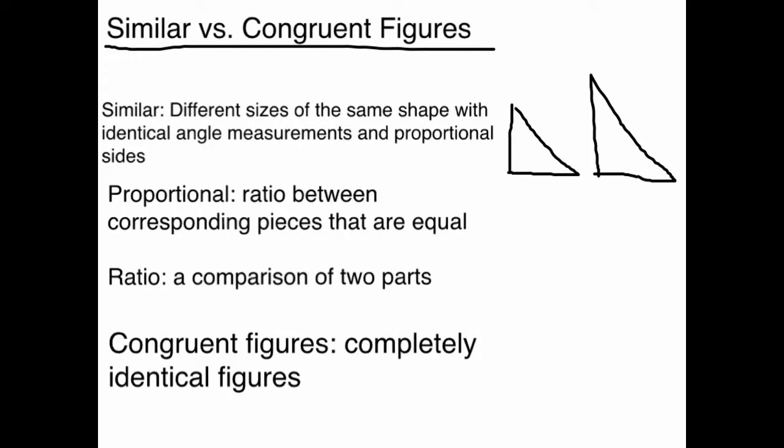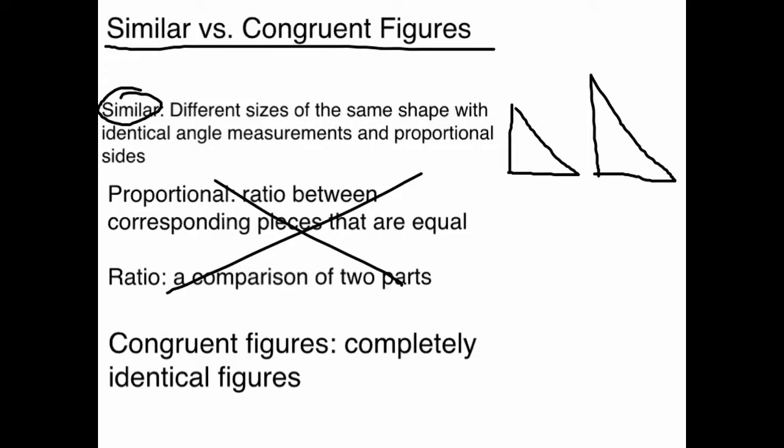And just to remind us what proportional means, it means the ratio between corresponding pieces is equal. And we'll talk about that in a second. You don't have to write the proportional bit down, but do write down the definition for similar. And then, of course, a ratio is a comparison of two parts. You don't have to write those two things down. Those were just for a reminder. All right, so similar figures: two figures that are proportional but maybe different sizes.